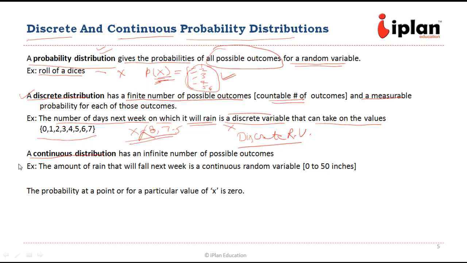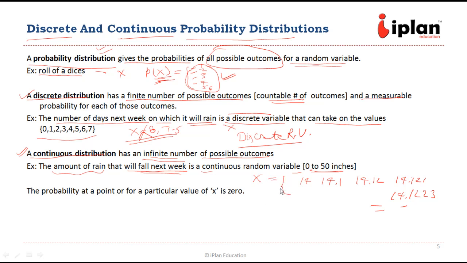Now let us look at the case of continuous distribution. As I said earlier, in this case, the random variable can hold any number of values, the infinite number of possible outcomes. For example, the amount of rain that will fall next week is a continuous random variable. So it can hold any value. There are infinite values between 0 to 50. There is a limit, but within that it could be any value. For example, it could be 14 inches, it could be 14.1, 14.12, it could be 14.121, it could be 14.1223, and so on.